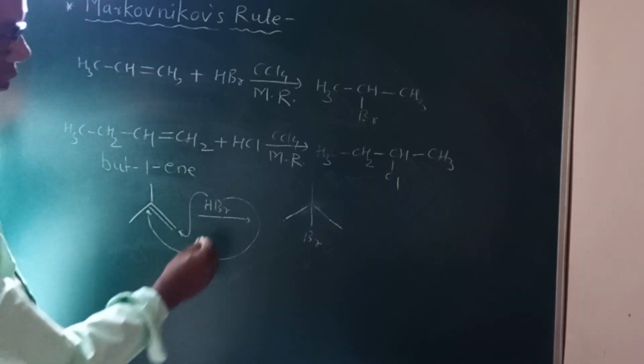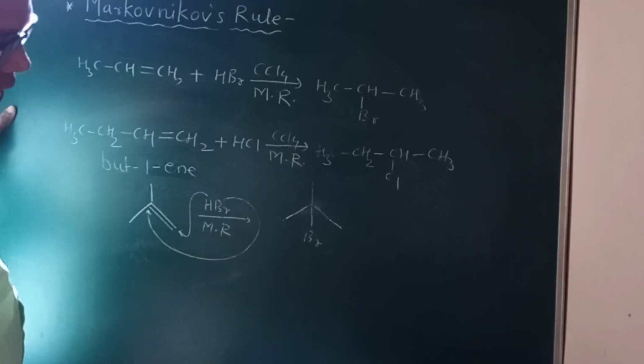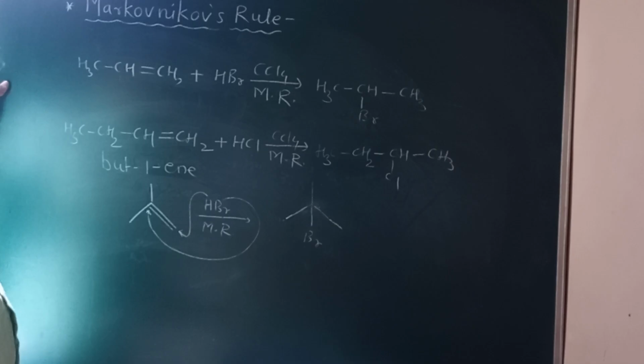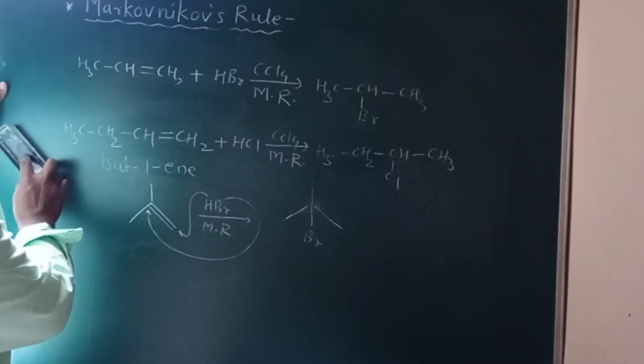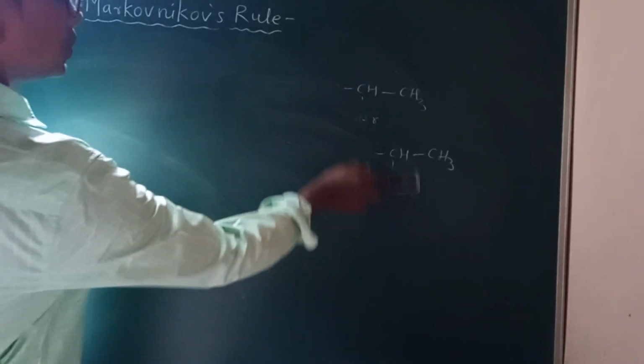Got it? So here also the reaction follows the same rule, that is Markovnikov's rule. That is, the negative part gets attached to the carbon carrying less number of hydrogen atoms. So that's about Markovnikov's rule. Followed? Yes. Now this Markovnikov's rule actually follows an ionic mechanism. And the anti-Markovnikov's rule, which I want to discuss now, follows a different type of mechanism, that is a radical mechanism.